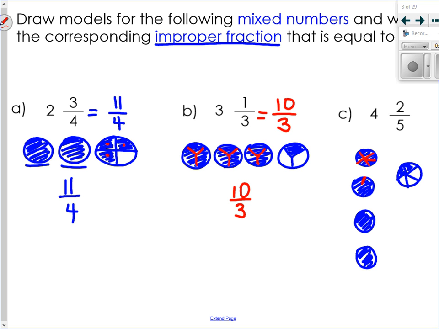Okay, well, if I have 5 equal parts here, and 5 equal parts here, and 5 equal parts here, and 5 equal parts here, and 2 more equal parts here, how many fifths is that all together? Well, how many fifths? 5, 10, 15, 20, plus 2 more, 22 fifths altogether. So 4 2/5 is the exact same thing as 22 fifths.